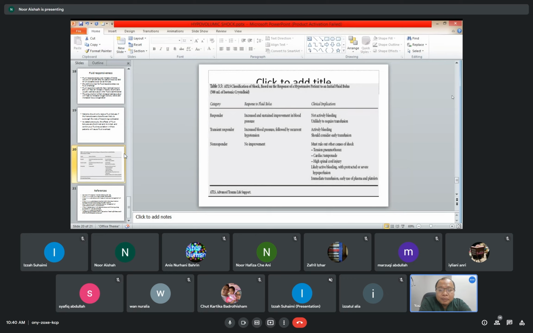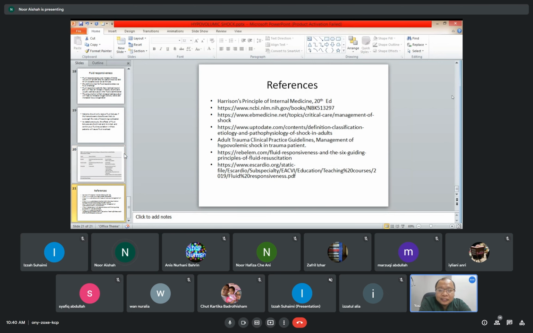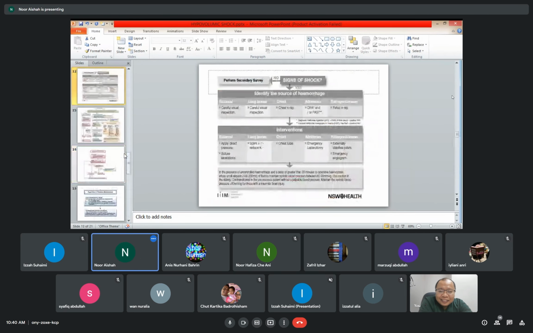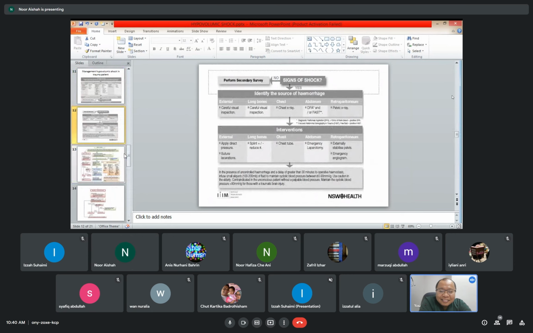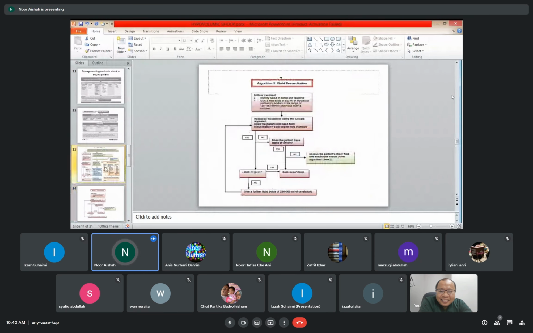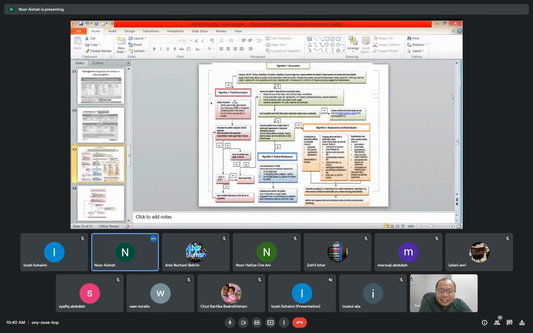Okay, carry on. Okay. Yang algoritma tu ambil kat mana? Ni. Ha. Ni saya tanya, yang warna-warni ni. Ha. Saya tanya dia punya last presenter sebab saya tak sure dia punya ambil daripada mana.